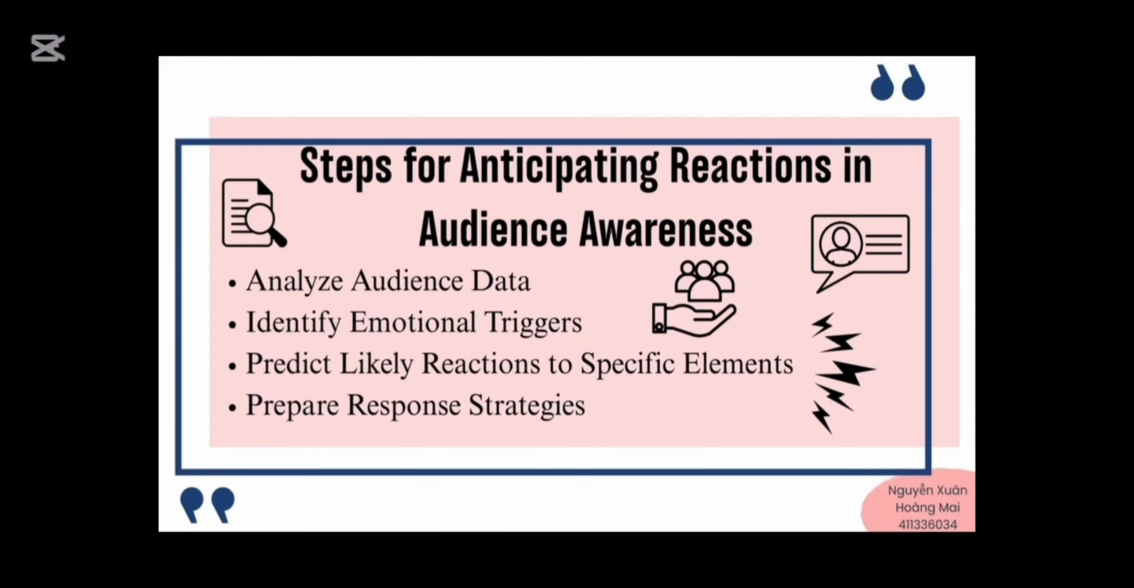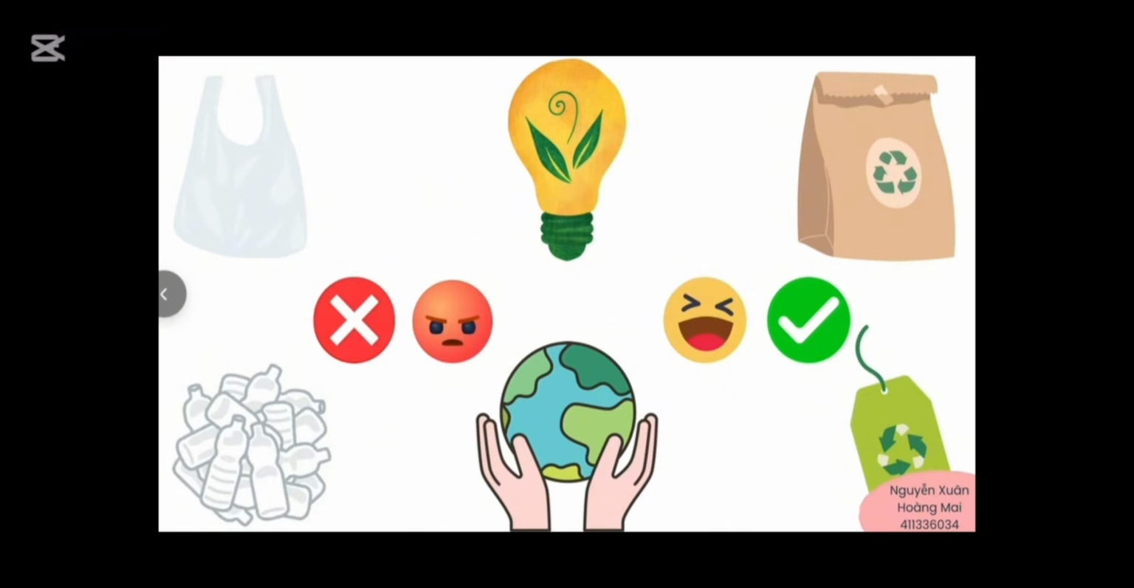The first one, analyze audience data. You can gather deep insight into demographics like age, gender, location, education, or profession, psychographics like beliefs, interests, values, and attitudes, and the last one, behavior patterns like purchase history, media consumption, or lifestyle habits. Let's take an example. If data shows your audience values eco-friendliness, of course we will expect a positive reaction to products with sustainability topics, the right side, and a negative reaction if the product is wasteful, the left one.